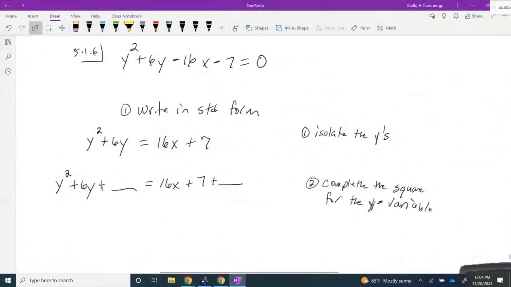Okay. All right, any questions about the blanks? To complete the square on the left-hand side, I have to take half of the coefficient of the middle term. So we're going to take the 6, cut it in half, and then square it. 6 divided by 2 is 3.